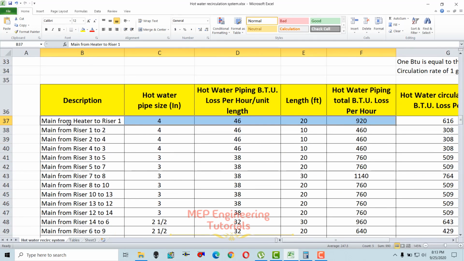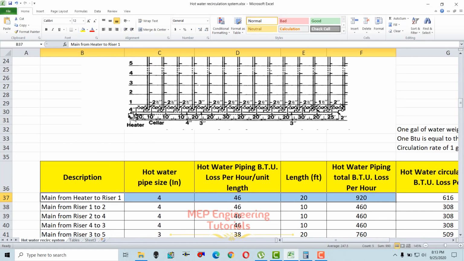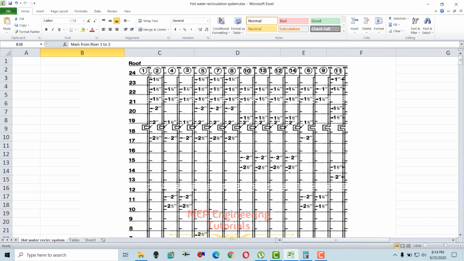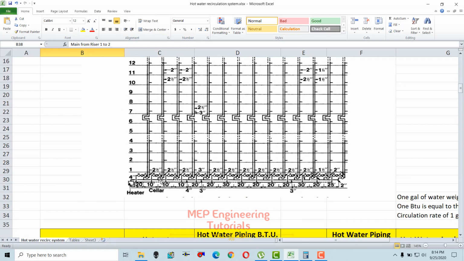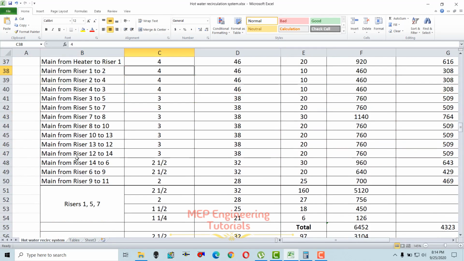So from the main, from the heater to riser 1, we write 4 inches here. In the same way, you write the sizes from riser 1 to riser 2. That means from riser 1 to riser 2 there's a main pipe here, and the size is 4 inches, so you have to write 4 inches.